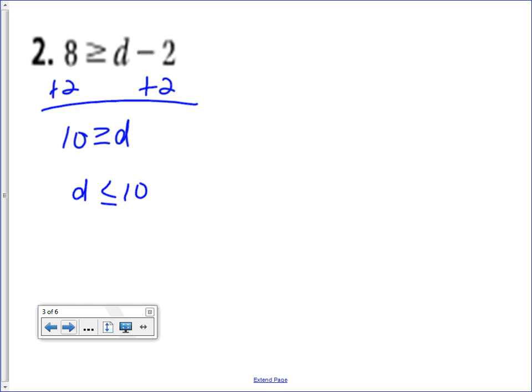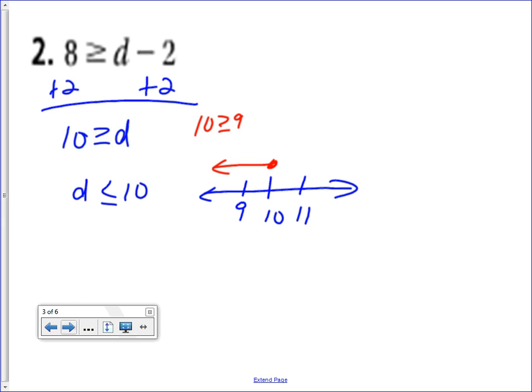So if I go to graph that one, again, we'd have a number line, 10 in the center. And then, since it is less than or equal to, it's going to be a solid circle. And we're going to point the arrow to the left. So we could check a solution. 9 would be one of my solutions. If I put it into the top one, 10 is greater than or equal to 9, or 9 is less than or equal to 10. Okay, so it does work.